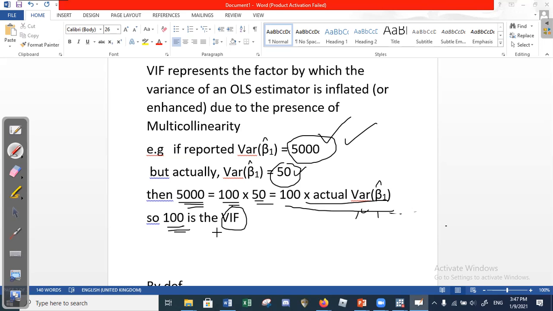So this is actually the concept of VIF that we obtain, because multicollinearity deals with the inflation of variance. When there is a case of high multicollinearity, we say that the variance of the OLS estimator increases. VIF is actually telling you how much increase is there, okay? How much increase is there.